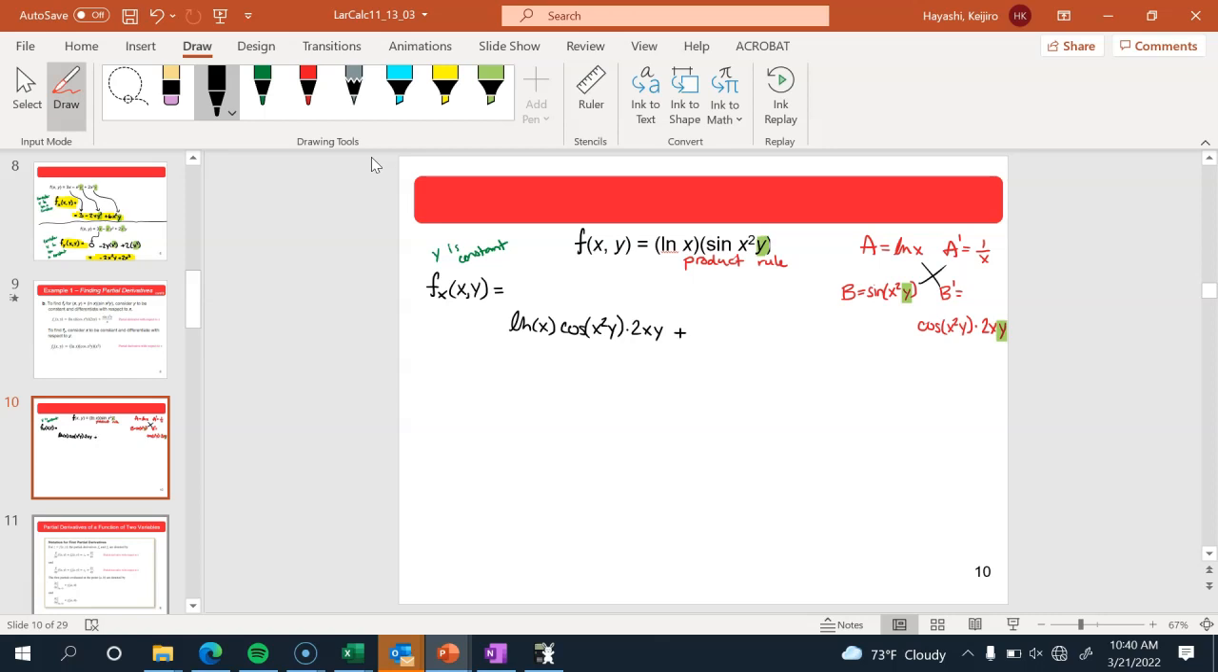Plus the other two. 1 over x times sine of x squared y. That's it. That's the partial derivative with respect to x. All the derivatives that you need to take, you take when you lay out the product rule, if you do it that way, off to the side.